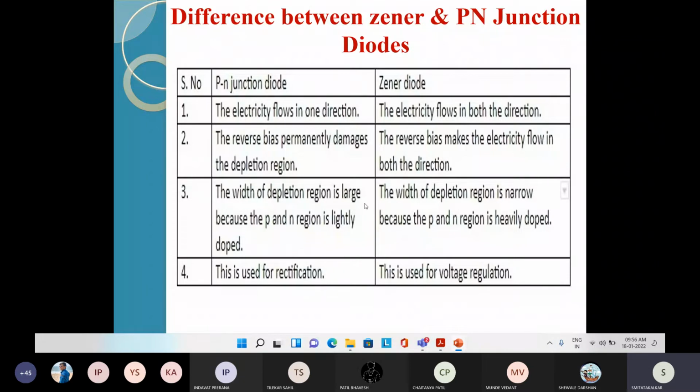In a PN junction diode, the width of the depletion region is large because the N region and P region are slightly doped. After reverse bias, the barrier path is increased. But in the Zener diode the path is narrow, and both the P region and N region are heavily doped compared to the PN junction diode. The PN junction diode is used for rectification and the Zener diode is used for voltage regulation.